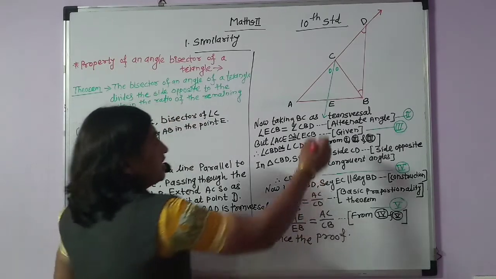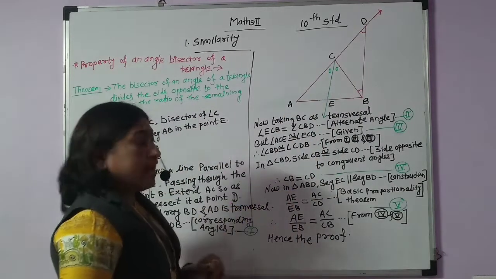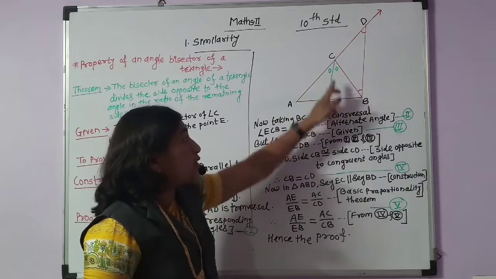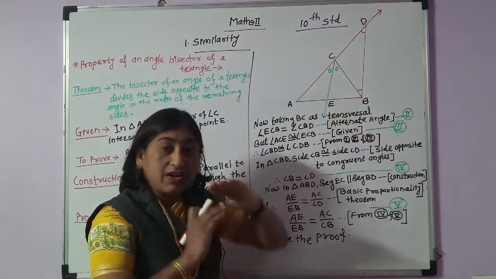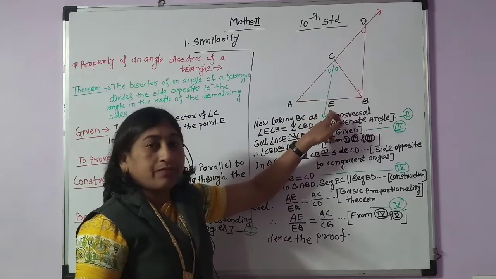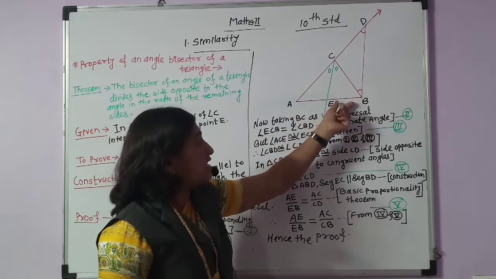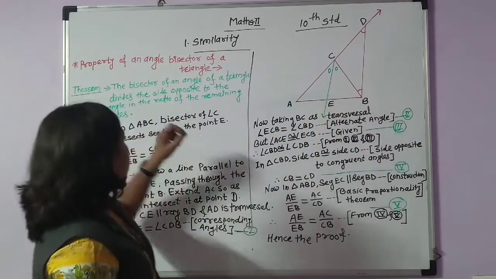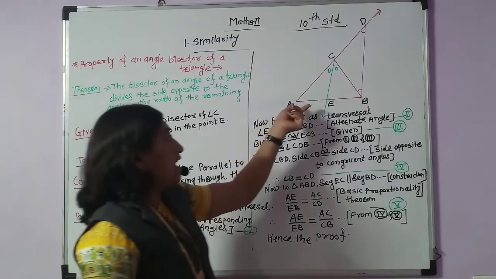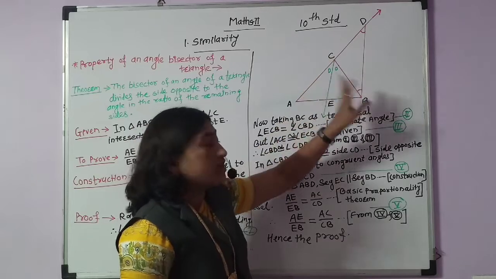That means, in this figure we take triangle ABC, and the bisector of angle C divides the side opposite to that angle, that is side AB, by that angle bisector ray CE. The opposite side divides into seg AE and seg EB in the ratio of the remaining sides. That means AE upon EB is equal to AC upon CB.